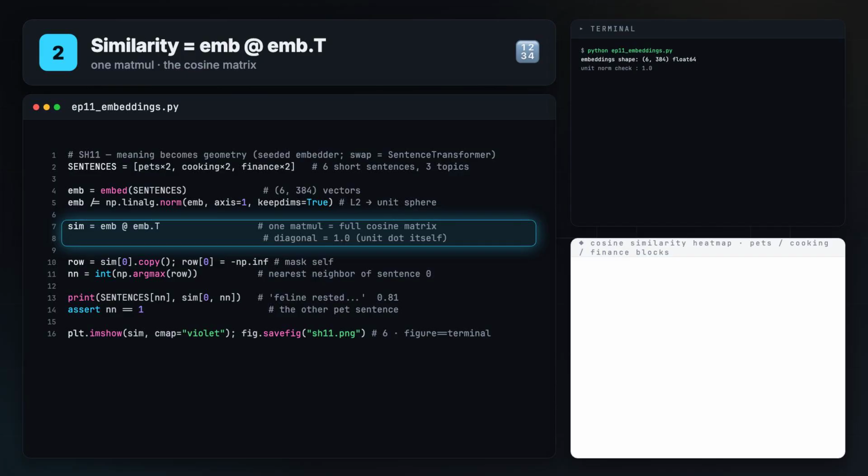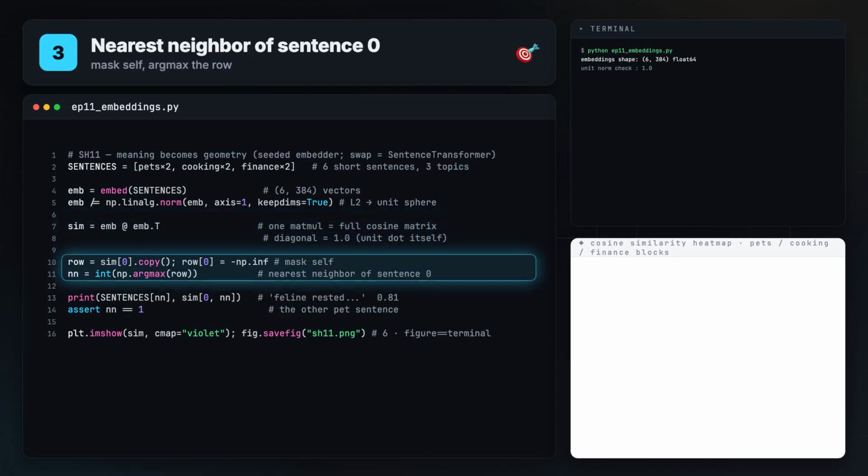So the whole similarity matrix is M @ M.T, one matrix multiply. Row i, column j is the cosine between sentence i and sentence j. The diagonal comes out exactly 1 because a unit vector dotted with itself is 1. Then for sentence 0, we mask out itself and take the argmax of its row, the highest scoring neighbor that is not the sentence itself. That's a nearest neighbor lookup, the exact operation a vector database runs millions of times a second.